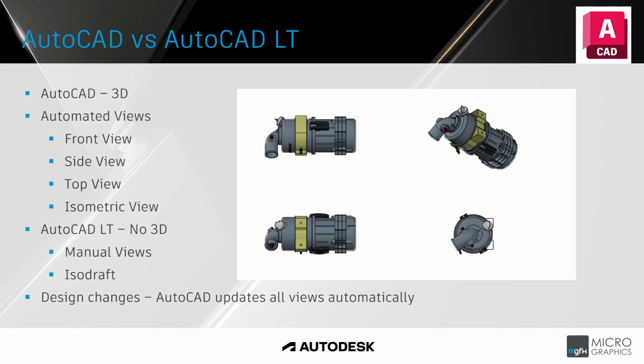Automated views: front view, side view, top view, isometric view. For me to create these 4 different views here, I said, right, great, grab my 3D view from my model space, and I'm putting this onto my paper space. Front view, top view, side view, isometric view, create. There we go. If I go back to my model space and I change anything on my 3D, all these views will automatically update as well because they are linked to that 3D model.